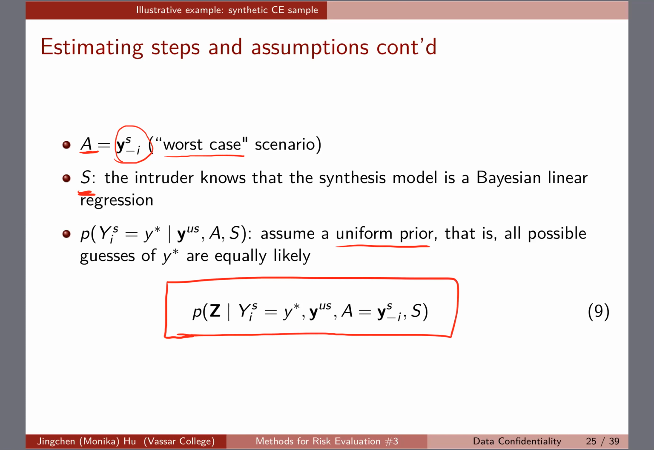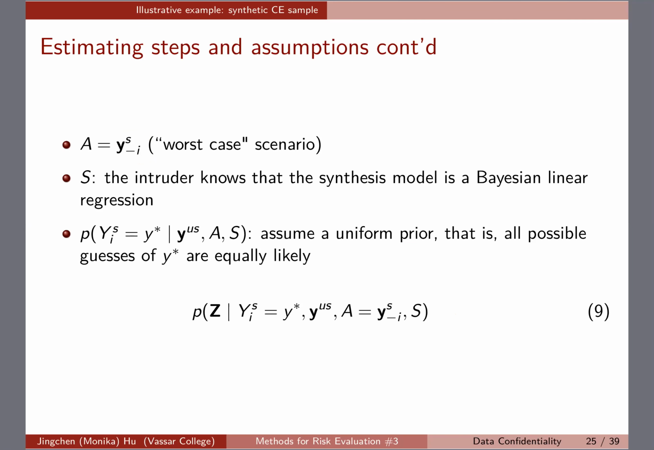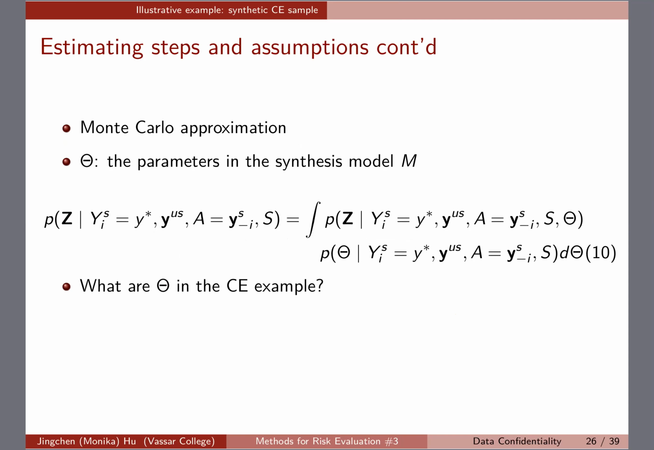As we know, the only difference between equation 9 and what we actually fit the model with is about this thing. So this part was equation 9, except now we have the parameters in the model as well. The only difference really is that now we have a particular guess of Y_i^S, and we guess it as Y star.